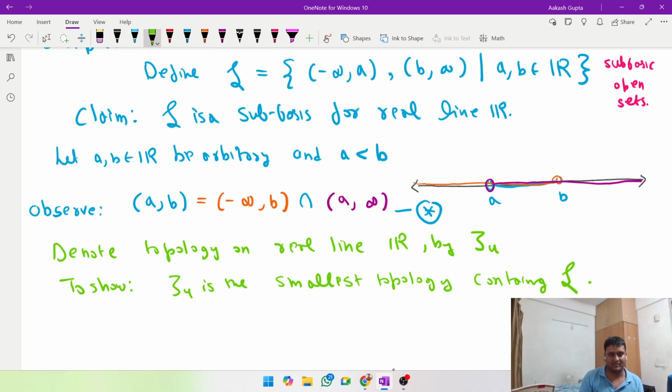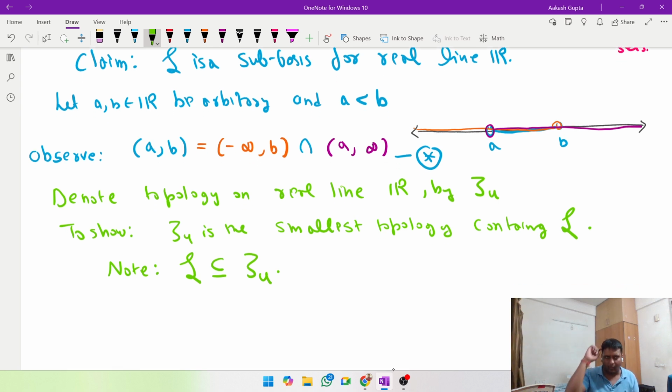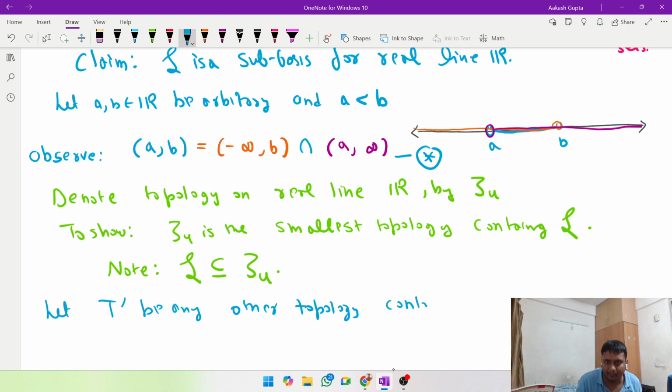So I hope I can leave this as an exercise because we have done many examples of open sets. So this S is actually sitting inside tau u. That's what you can observe. What we have to show is that tau u is the smallest topology containing this thing, right? Now, how we are going to show it is: let tau prime be any other topology containing script S.